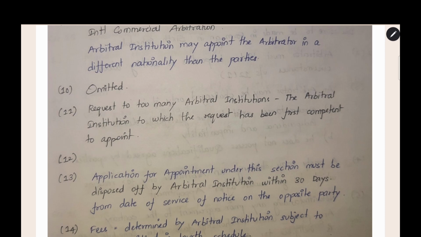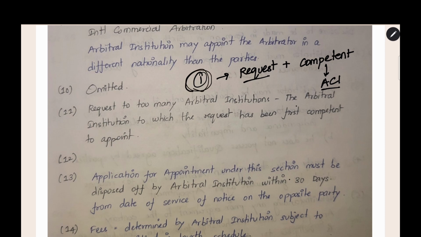Now, which arbitral institution will appoint the arbitrator? It is the first arbitral institution to which you gave the request, and along with the request, it should also be competent to appoint. It should be an arbitral institution recognized by the ACI. Competency means recognition by the Arbitration Council of India. This will recognize the arbitral institutions. If the arbitral institution is recognized and you also gave a request, the first arbitral institution which has both of these will be competent to appoint.